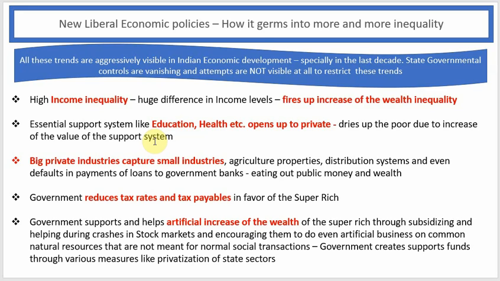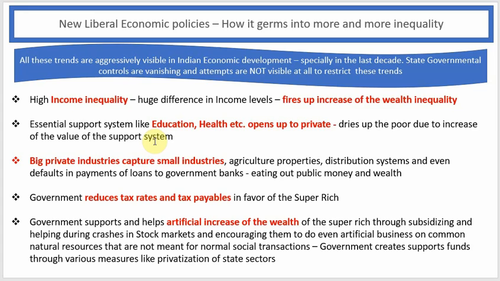Again, big private industries. The trend clearly shows big private industries capture small ones. They capture agricultural properties, distribution systems. They default on payments of loans to government banks. This way they are eating out public money and wealth. So this is a common sight: big ones eating out small ones.